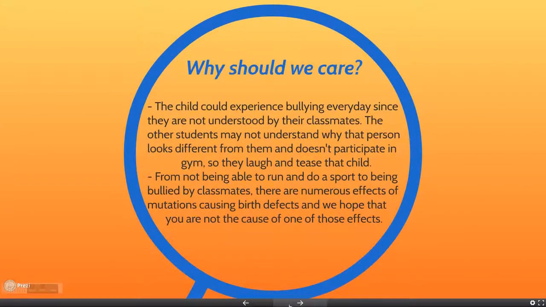A birth defect could be the cause for a child to be bullied by their classmates since their classmates do not understand why that child looks different from them and doesn't participate in gym, so they tease that child. There are numerous negative effects of mutations causing birth defects, and we hope that you are not the cause of one of them.